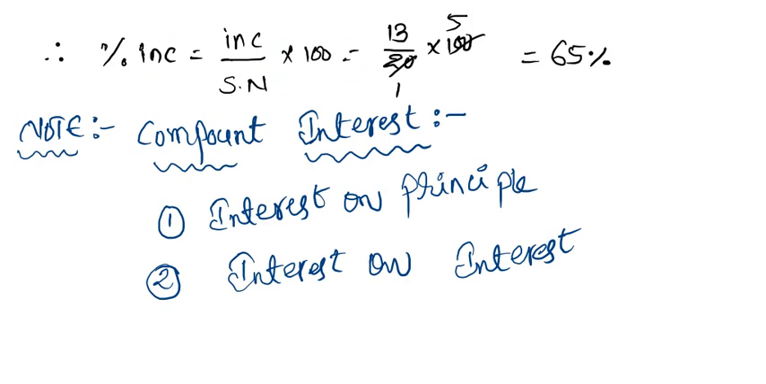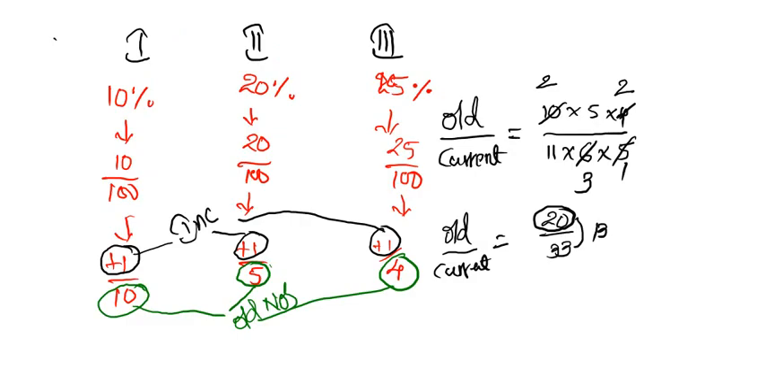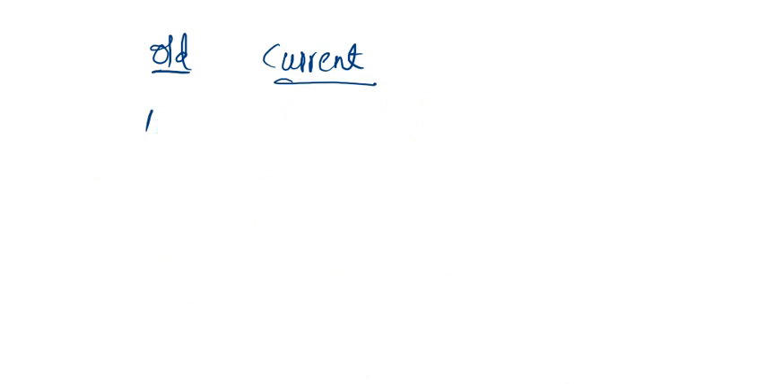Right, the old value is initially how much you are having in the previous slide. It is 10, 5, 4. Then the new values are 11, 6, 5. You can directly cancel these things.